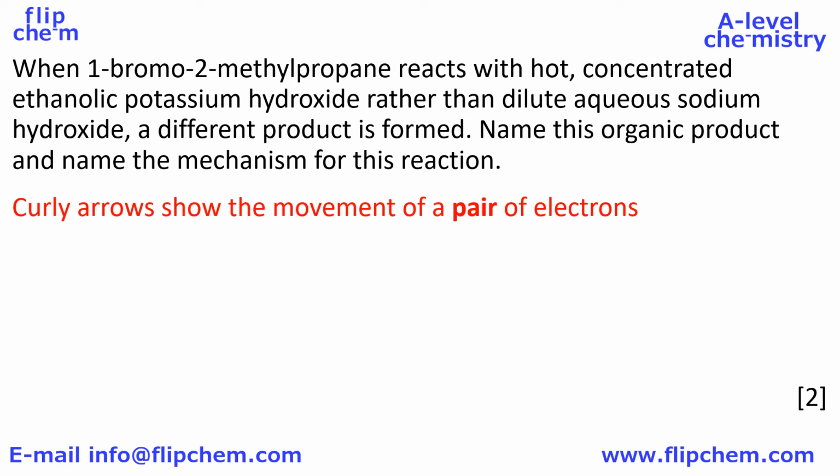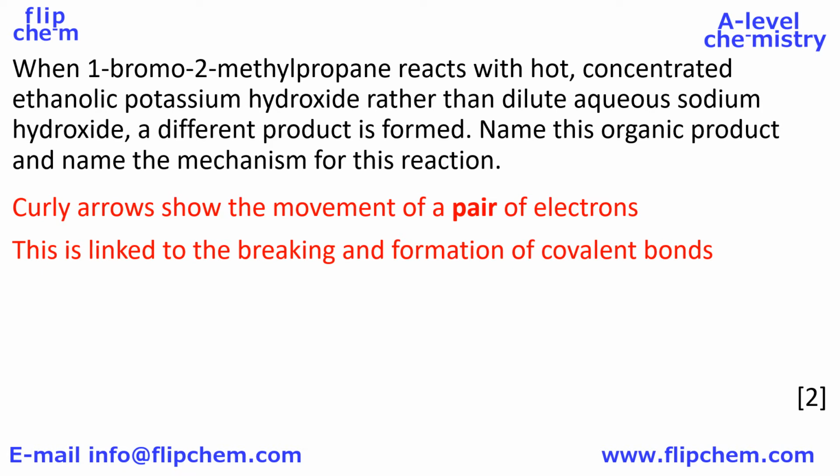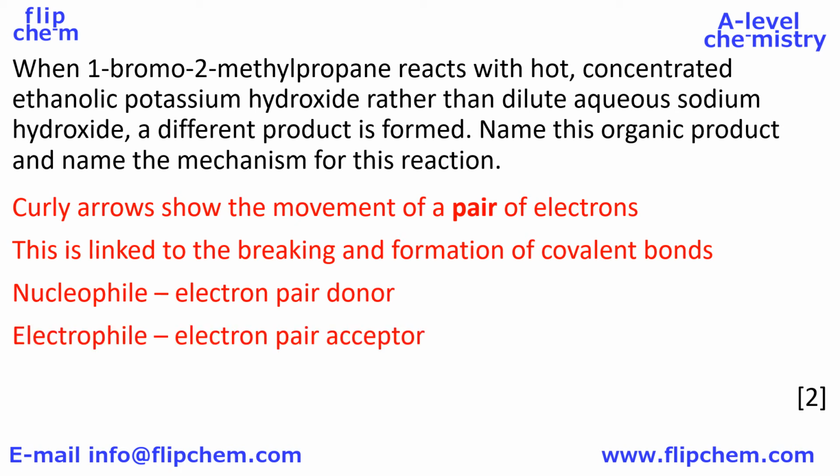So curly arrows show the movements of a pair of electrons. This is always linked to forming and breaking of covalent bonds. A nucleophile is an electron pair donor. An electrophile is an electron pair acceptor.